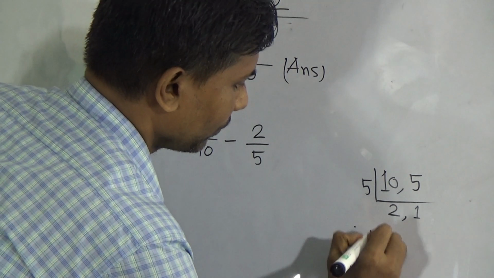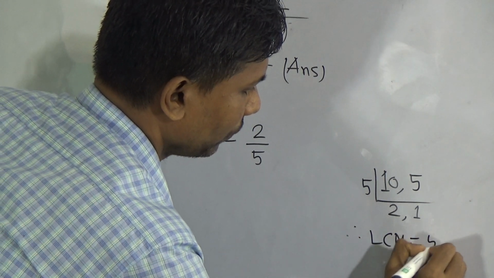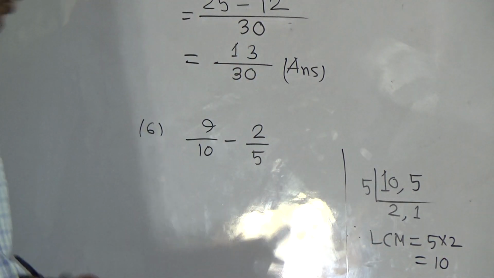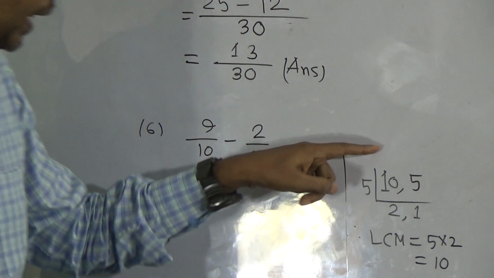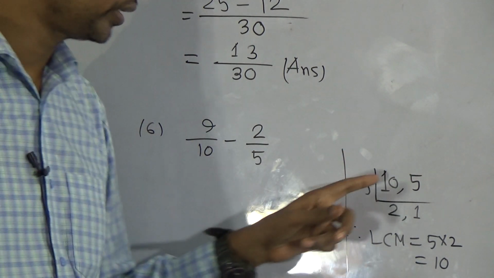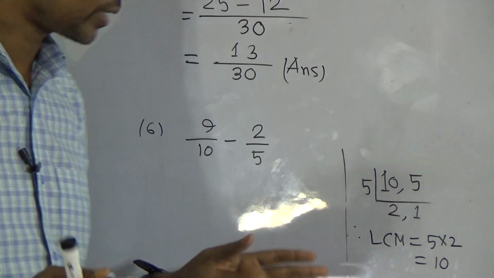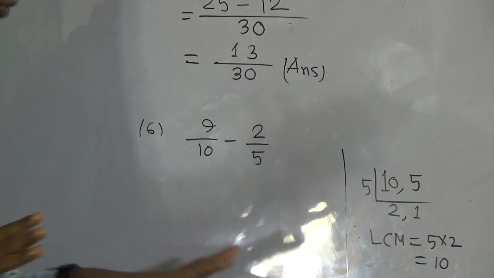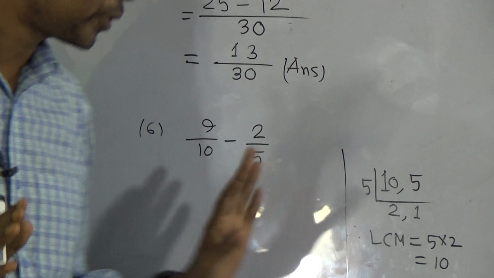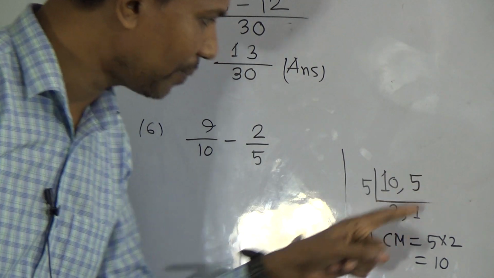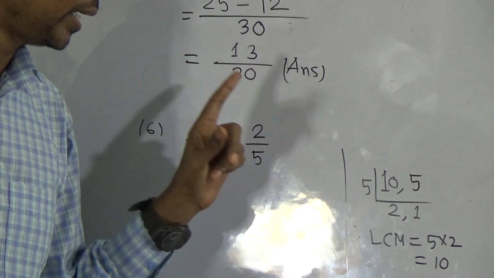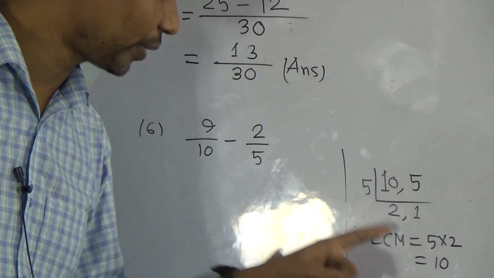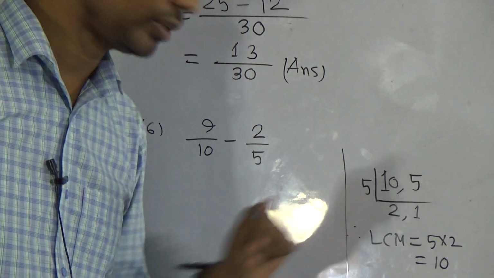Now do the LCM. The LCM is 5 into 2, which equals 10. This is the rough work. Student, look, 10 and 5 should not be multiplied with each other. 10 fives are 50. You may think, sir, I will multiply 10 and 5 and get 50, but this is not the actual LCM, because between 10 and 5 there is a common divisor, and the divisor is 5. If you divide 10 by 5, you get 2. Similarly, if you divide 5 by 5, you get 1.